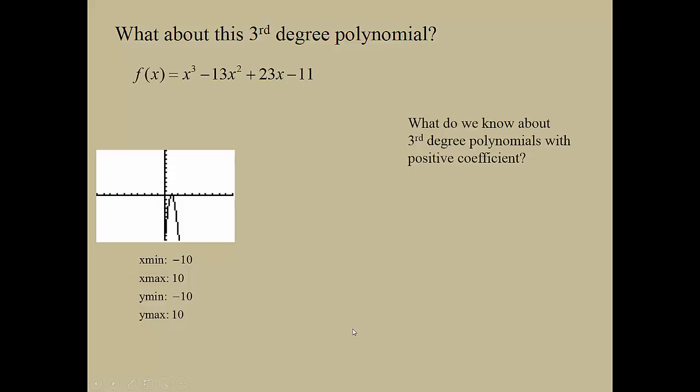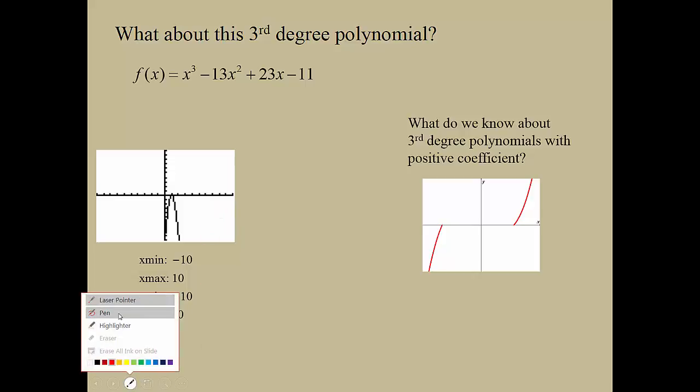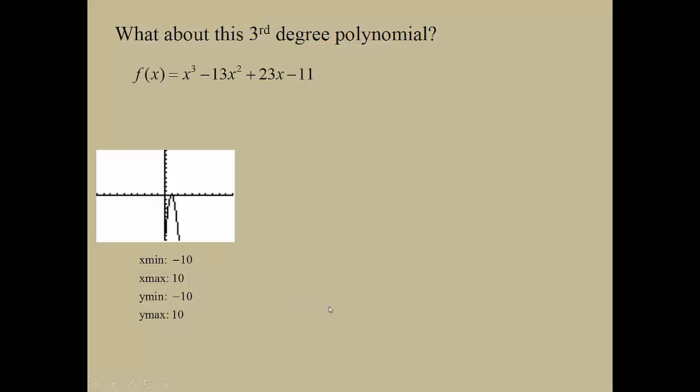This polynomial, when I type it into my calculator and see this graph, I recognize a little discrepancy. Third degree polynomials that have positive coefficients are supposed to be going up on the right and down on the left. This one is indeed going down on the left, but you don't see a line on the right that's going up. Now that tells me something about my settings on my calculator. Here's the standard settings, negative 10, 10, negative 10, 10. I need a larger value for x. Now that's the x max setting.